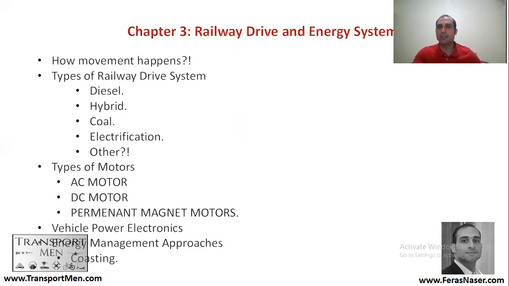Maybe they use different strategies like coasting, which is not using energy on a downhill gradient and letting the train use its own weight. So this is called coasting, and many drivers use it while they are driving their own cars on a gradient or on a slope. So that was chapter 3.